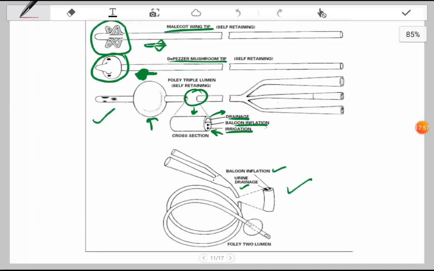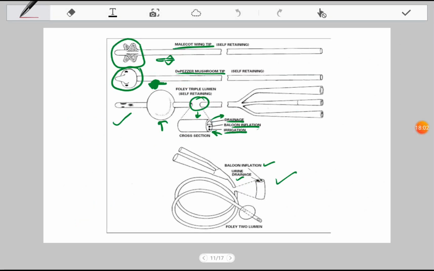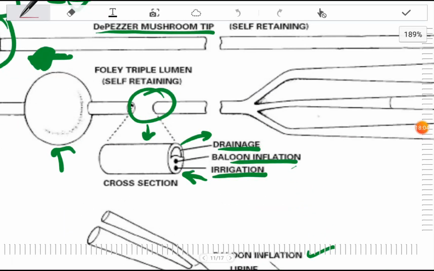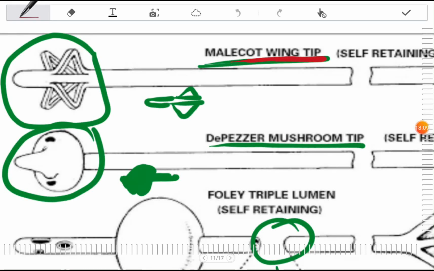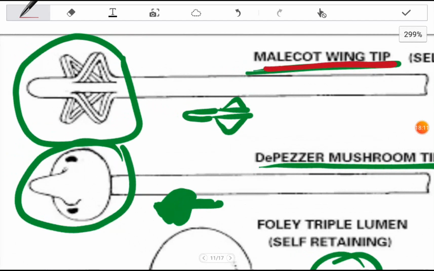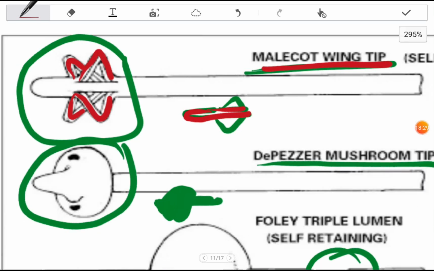Now next I would like to show you these images. First you can see them like this, then I'll zoom it for you. Okay, so first is the Malecot wing tip. It is a self-retaining catheter. So what happens is we insert the catheter in a straight form. Then when we pull the catheter back, as we do in normal catheters, these wings protrude. They become stiff and the catheter is retained within.